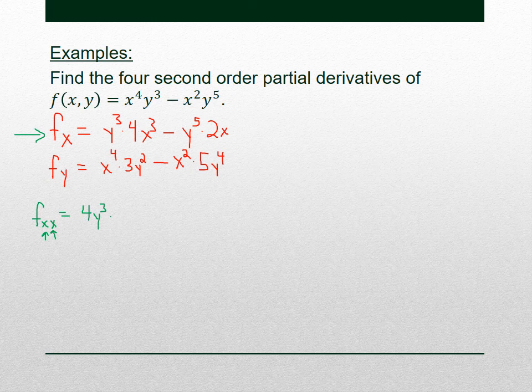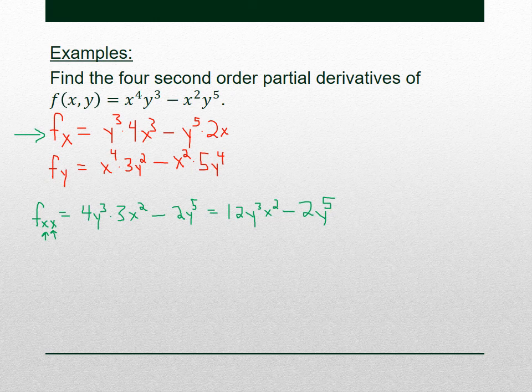So fxx, right? This x says go look at this partial derivative. This x says take the partial derivative of that guy with respect to x again. So we're looking at y cubed times 4 times x cubed. We're going to treat that y as a constant because we're taking the partial with respect to x. So that 4 times y cubed hangs out in the front. And then we've got an x cubed. So how do we take the derivative of that? Well, that's 3x squared. When we subtract, we have y to the 5th times 2x.